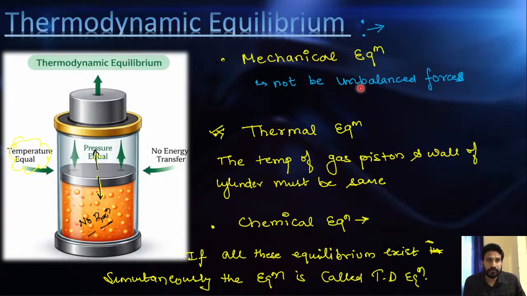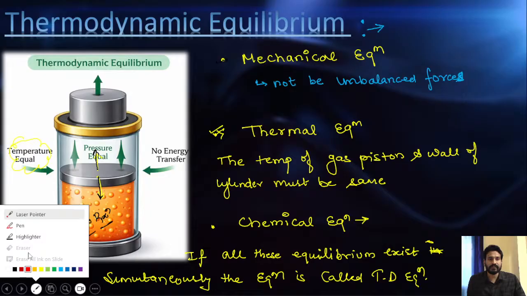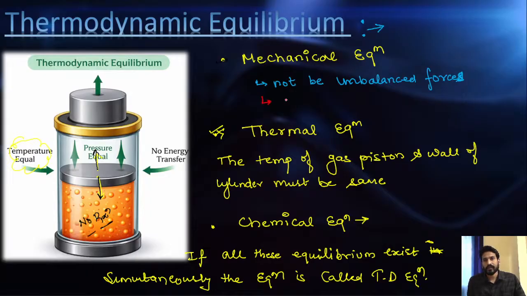After that, we went through thermodynamic equilibrium. In thermodynamic equilibrium, we checked three equilibria: mechanical, thermal and chemical, right? What is the meaning of mechanical equilibrium? There should not be unbalanced forces. In all directions the net force will be 0. Mechanical equilibrium means the net force is equal to 0.